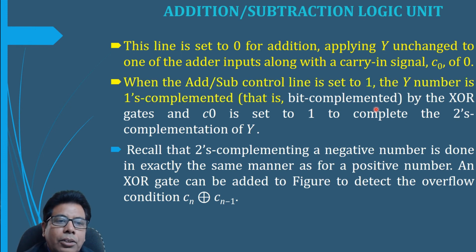And then when the add sub control line is set to 1, the y number is 1's complemented by the XOR gate, and c0 is set to 1 to complete the 2's complement of y. So that is what we have to find out, the 2's complement of the number, by taking the 1's complement and then adding 1 to that. The 2's complement of a negative number is done exactly the same manner as for a positive number, and an XOR gate can be added to the figure to detect the overflow condition, cn XOR cn minus 1. So this gives us the addition subtraction logic unit.